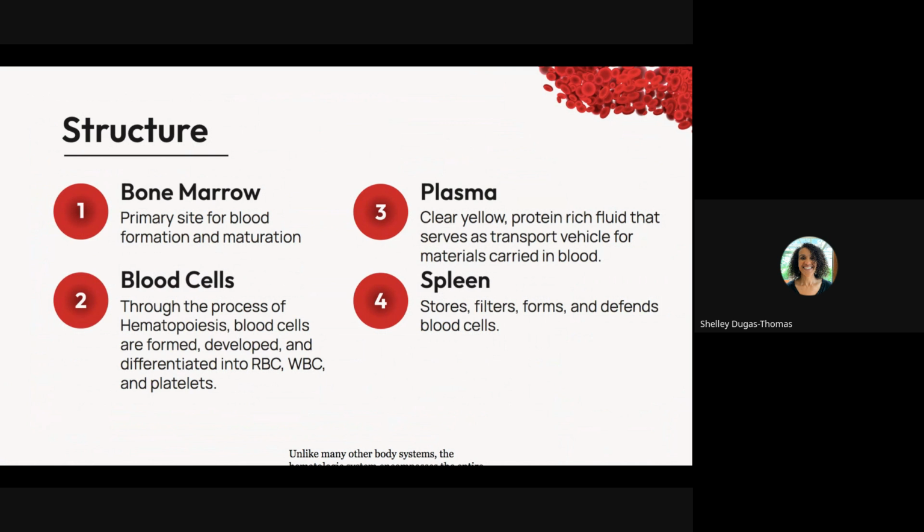A foundational understanding of the blood cells and bone marrow function is essential for comprehending most of the hematological disorders and alterations that we're going to discuss today. The bone marrow is the primary site for blood formation and maturation. Blood cells are throughout the body, formed through a process of hematopoiesis, and they develop and differentiate into red blood cells, white blood cells, and platelets. Plasma is clear yellow, protein rich, and serves as a transport vehicle for materials carried in the blood, and the spleen stores, filters, forms, and defends blood cells.